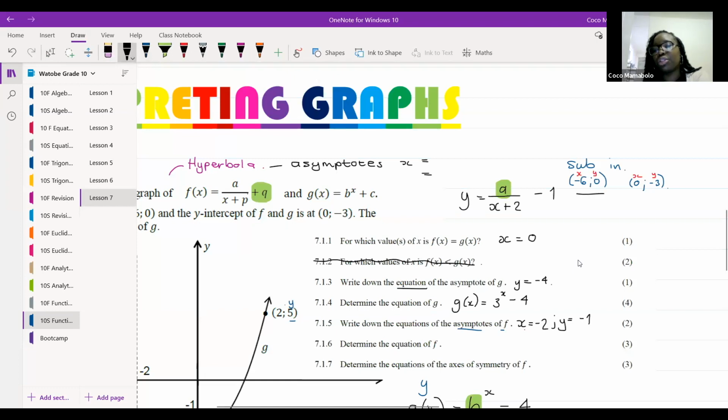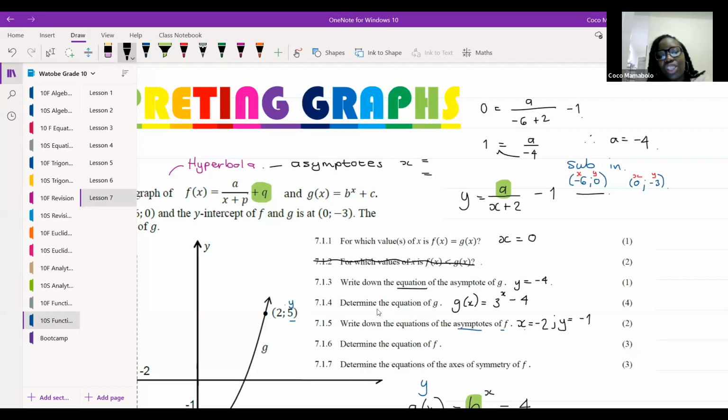Okay. I'm going to choose this point here because I like it when y is 0. So I'm going to replace y with 0. 0 is equal to a over -6 plus 2 minus 1. And then I'm going to take my -1 over to the other side and it's going to become positive 1. So 1 is equal to a over negative 4. Cross multiply, therefore a is equal to negative 4.